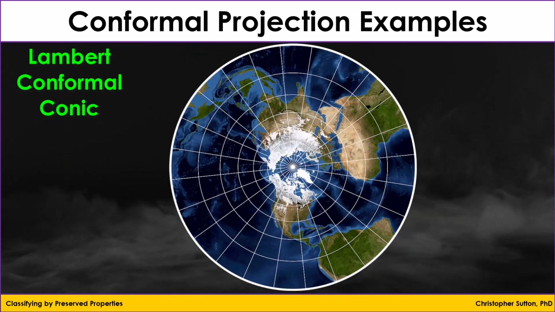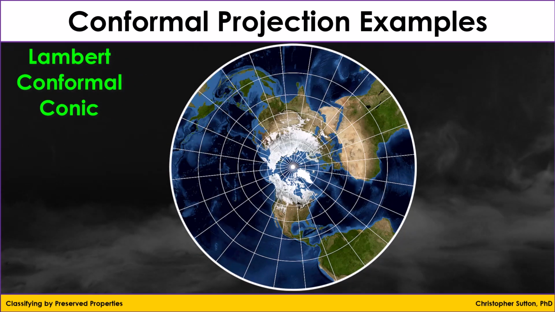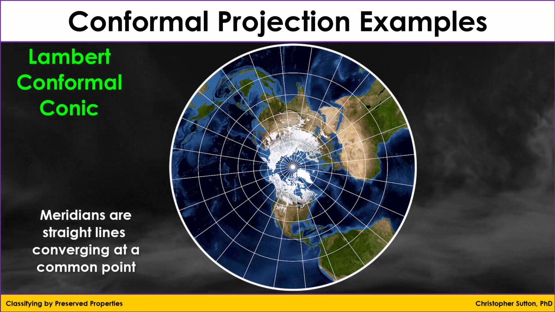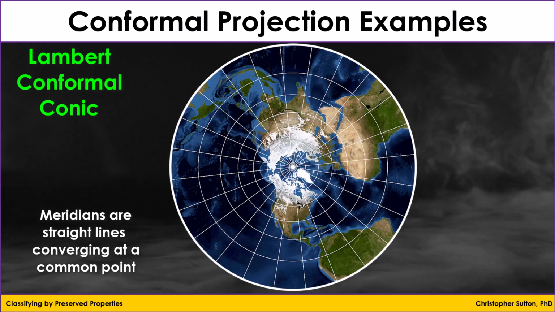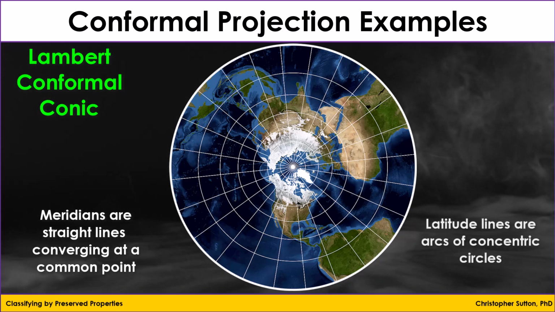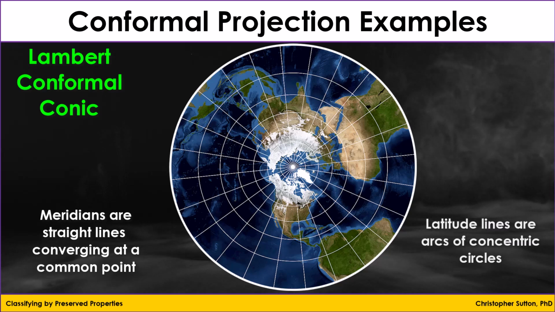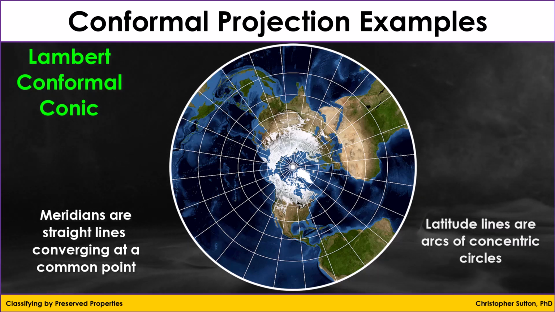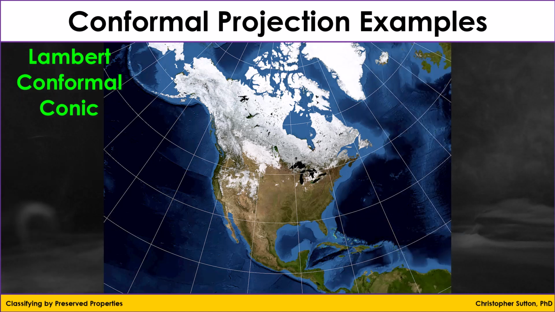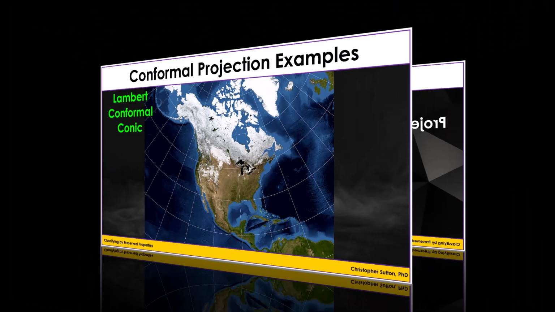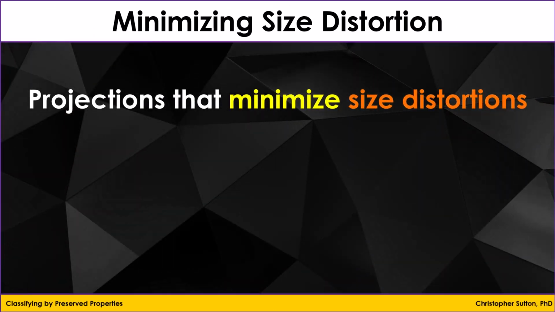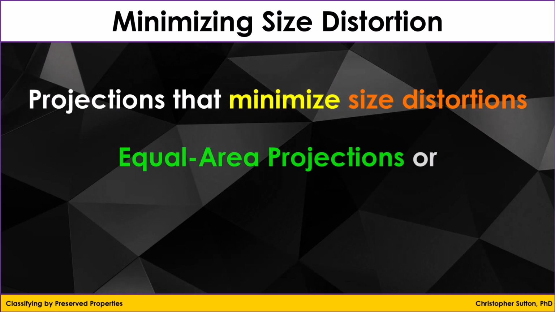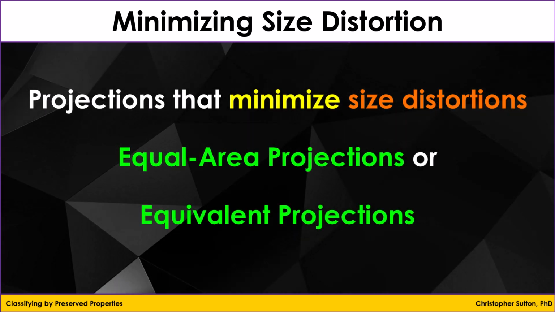The Lambert conformal conic projection is one where we see meridians as straight lines converging at a common point and latitude lines being arcs of concentric circles. This example is the entire northern hemisphere. We most commonly see the Lambert conformal conic projection when we are zoomed in to a more localized area. For example, North America.